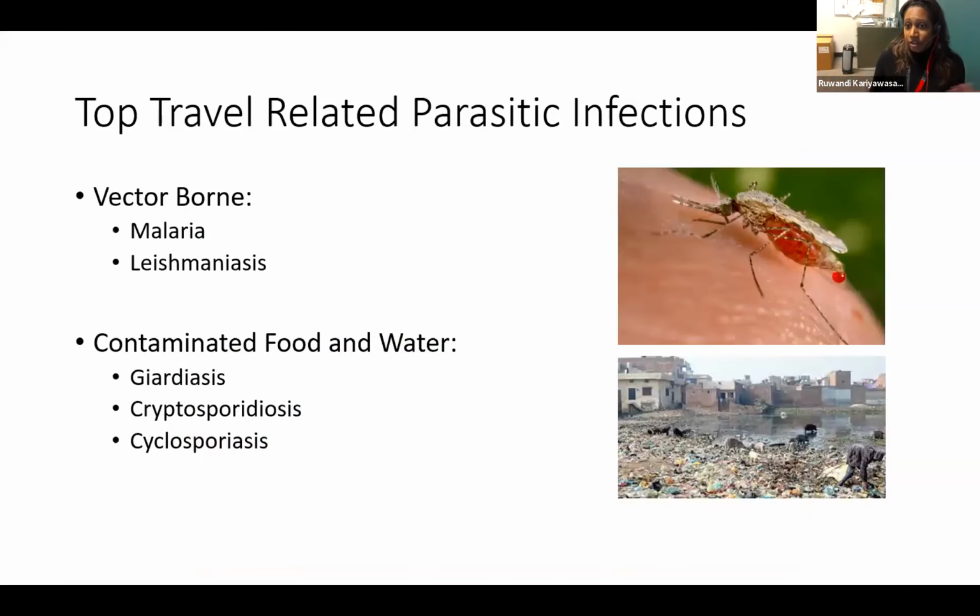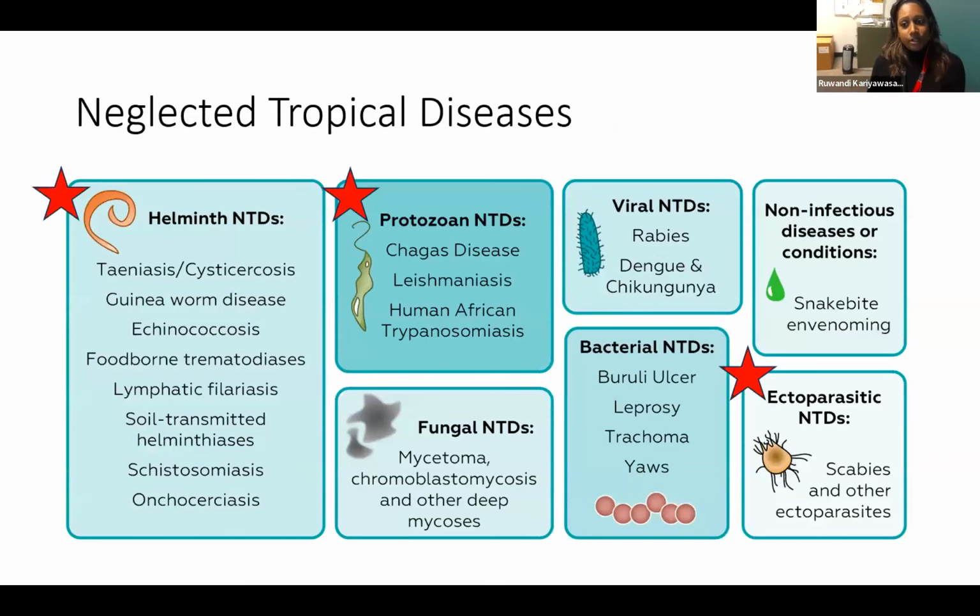And so, talking about some top travel-related parasitic infections that are vector-borne: malaria. I'm sure you guys have heard that a few cases have been reported in the States, questionable as to whether or not it's established. Leishmaniasis, which I'll talk about further. Contaminated food and water associated parasites like Giardia, Cryptosporidia, and Cyclospora. So these are some common parasitic infections that we do encounter. And I just wanted to bring up this figure.